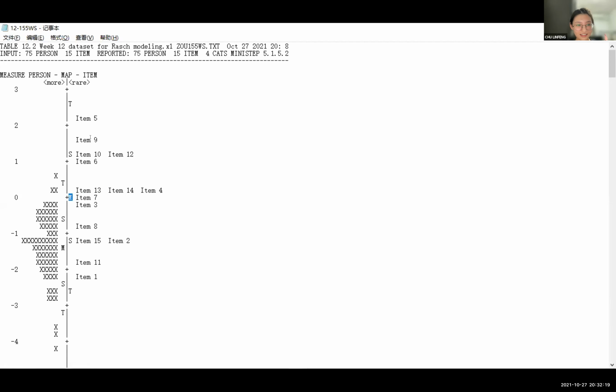And the items above item 7 mean that these items are more difficult than item 7. And items below 7 are easier than item 7. Yeah, excellent. Precisely. So item 7 happens to be right at the mean of the item difficulty. It provides a threshold above which items are more difficult than the mean, and below which the items are less difficult, or easier.